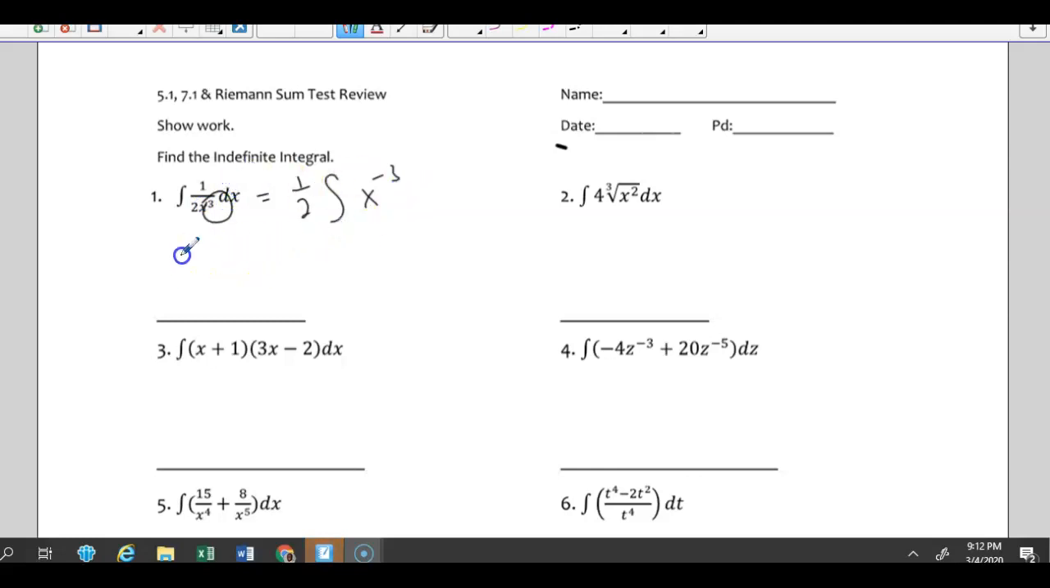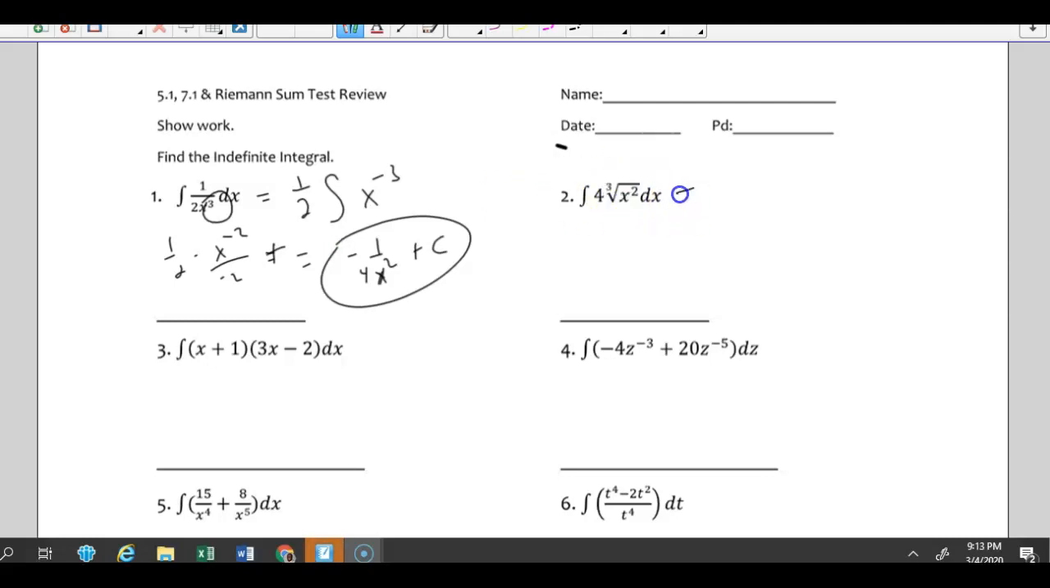Now, when I integrate that, that gives me 1/2 times x to the -2 over -2, plus c. I almost forgot my c. Which becomes -1/4 x squared, right there, plus c. All right, so that's number one.